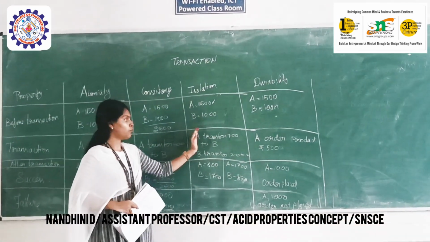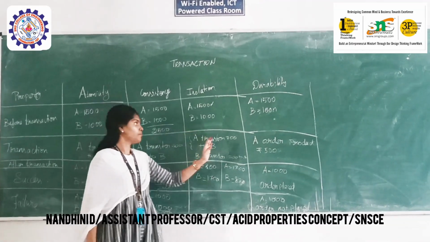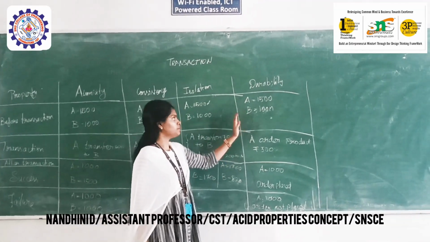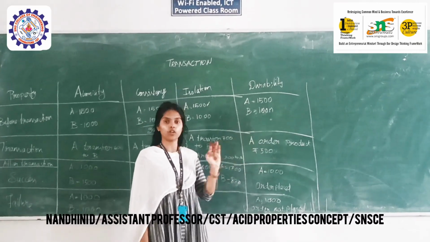either one transaction will be updated in the database. And another property is durability. For a better example, we can consider online shopping.